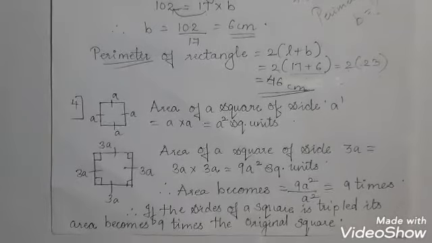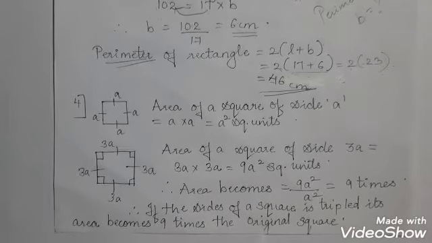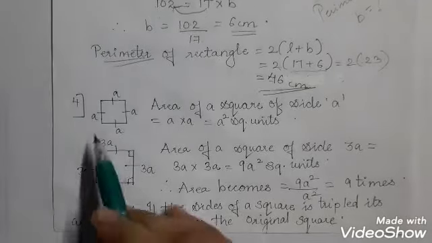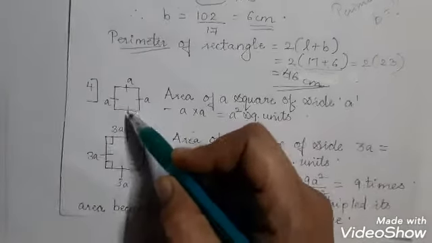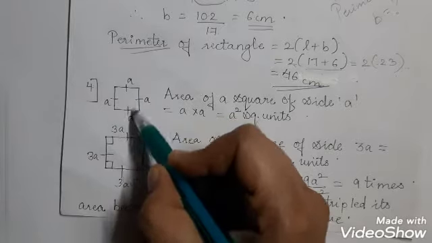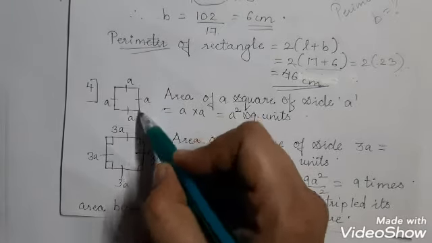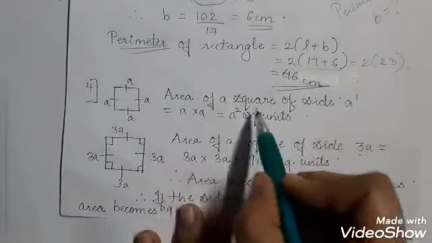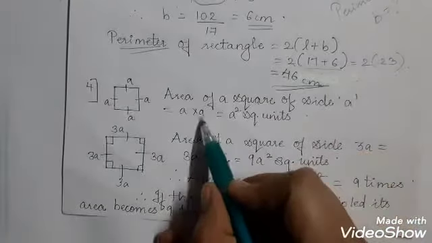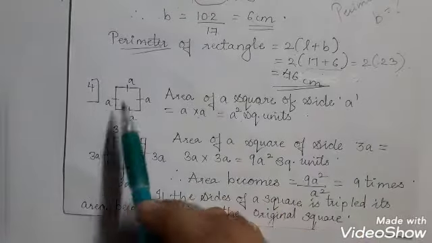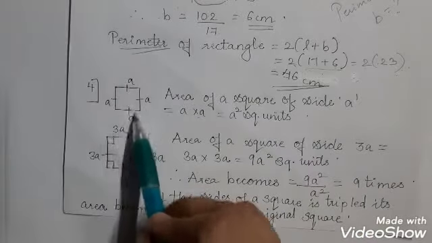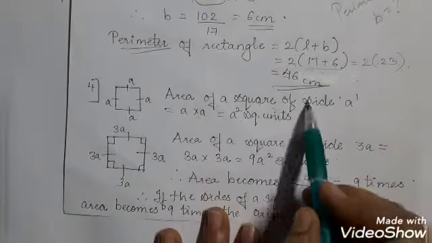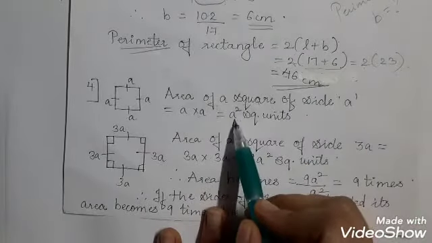If the side of a square is tripled. Now there is a square. Okay, this is a normal square. Okay, you can see I have assumed each side of a square as A. Now there is a square. I know what is the basic formula for area of a square. That is side square. Right? Now here I have assumed it as A. So if A is the side of a square, the area of the side A will be A square.